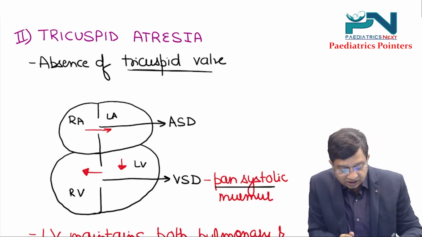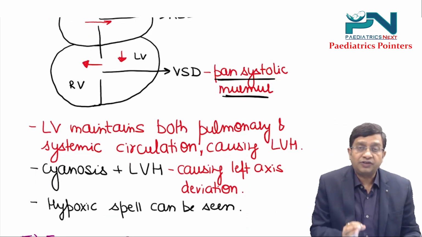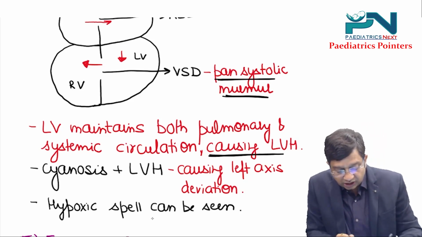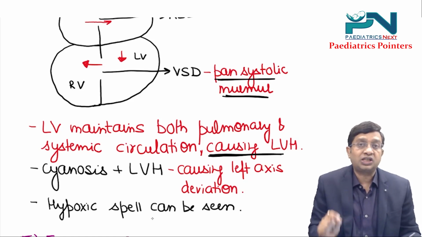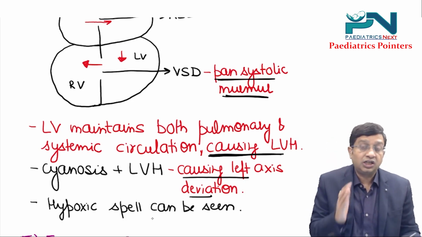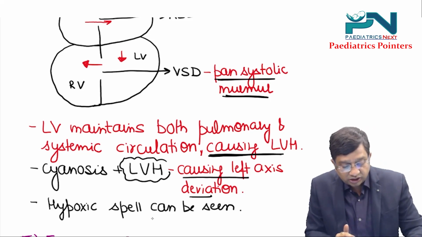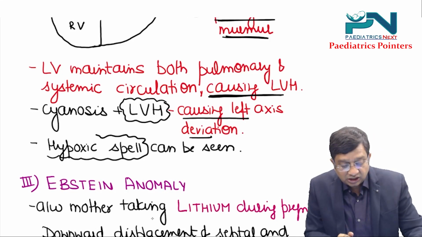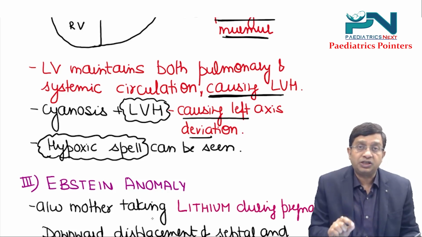So which murmur is present here? The murmur is pansystolic murmur. The point you need to understand here is that the left ventricle maintains both pulmonary and systemic circulation. So there is left ventricular hypertrophy. If the question says cyanosis plus LVH or cyanosis plus left axis deviation on ECG, your answer has to be tricuspid atresia. Normally in cyanosis you get RVH. Here too the hypoxic spell, the same which we discussed in TOF, can also be seen in the tricuspid atresia.